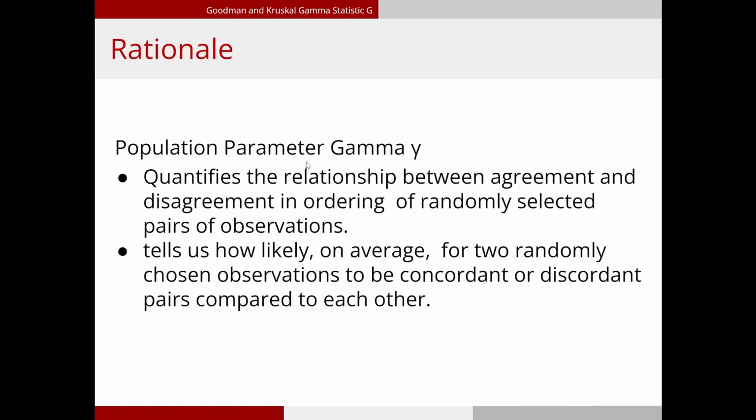So the population parameter gamma represents the difference between two probabilities, the probability of concordant pairs in which the ordering of A and B are in agreement, and the probability of discordant pairs in which the ordering of A and B are in disagreement, all over the number of pairs. So in simpler terms, the population parameter gamma quantifies the relationship between agreement and disagreement in the ordering of randomly selected pairs of observations. It tells us how likely, on average, for two randomly chosen observations to be concordant or discordant pairs compared to each other. So using the sample, the population parameter gamma is estimated using the gamma statistic G.